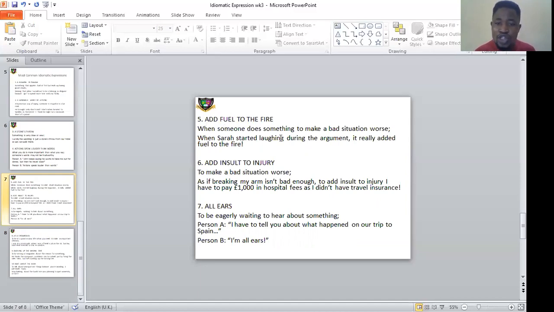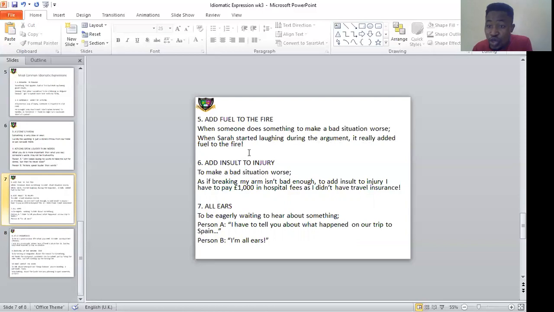when someone does something to make a bad situation worse, a situation that is already bad, you now decide to add more to it, to make it even worse, more terrible than it was. Now look at the example given here. When Sarah started laughing during the argument, it really added fuel to the fire.